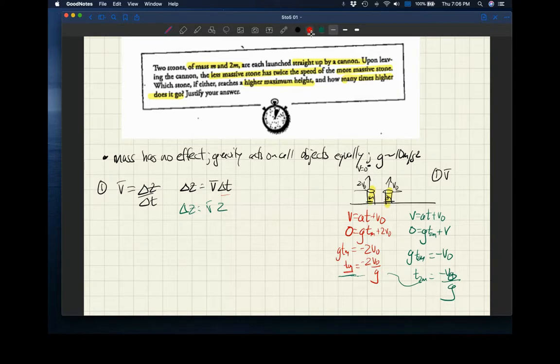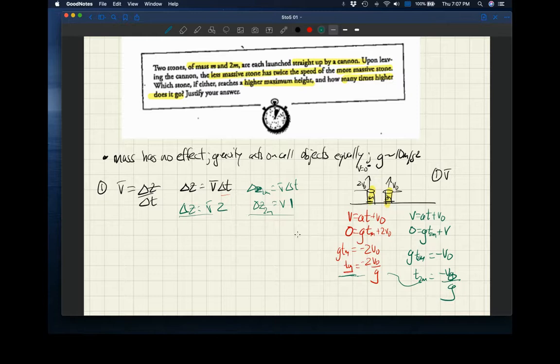And for the green one, the larger one, delta z 2m, we have v bar delta t. And the delta t in this case is v0 over g, and so that's 1. So immediately we know that the height is going to be at least twice as great.